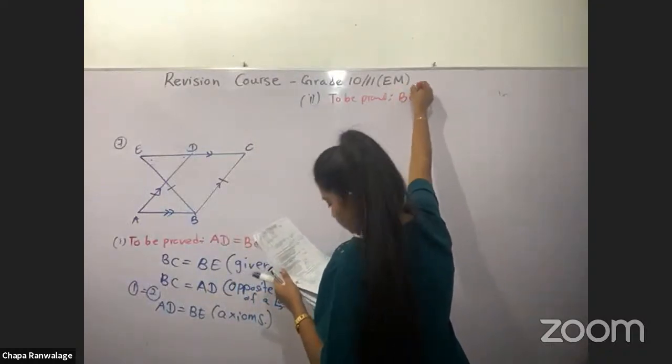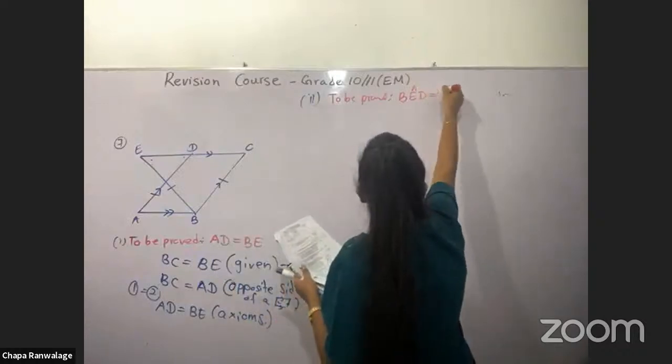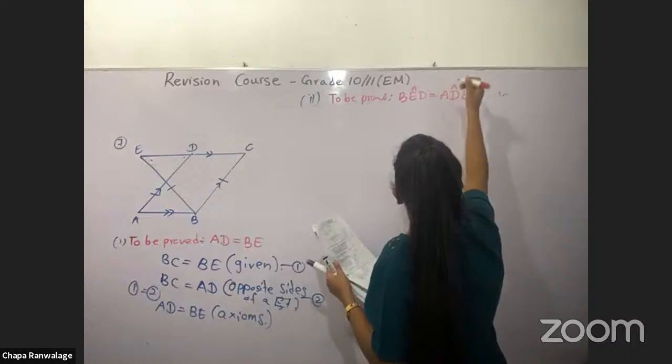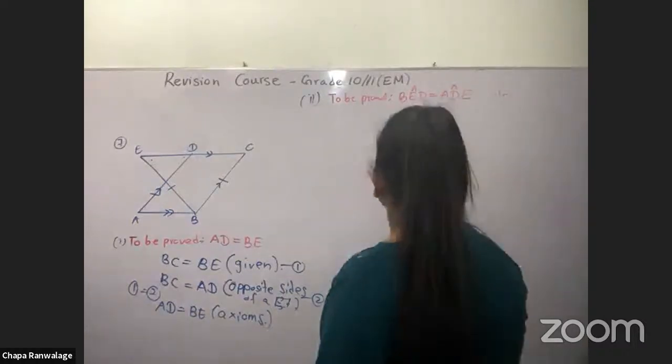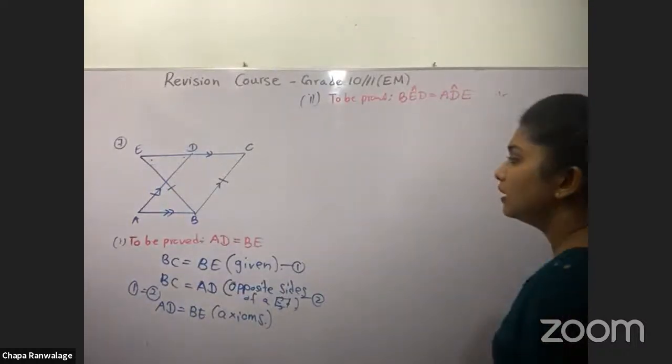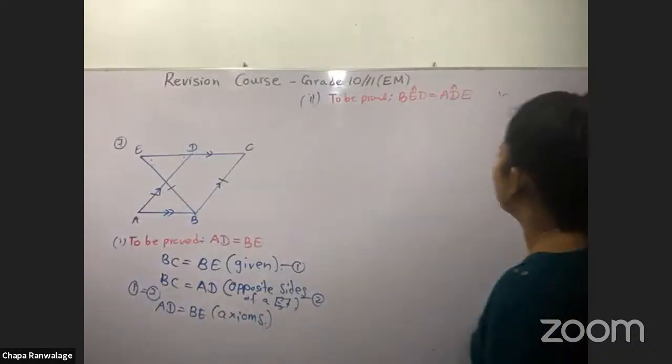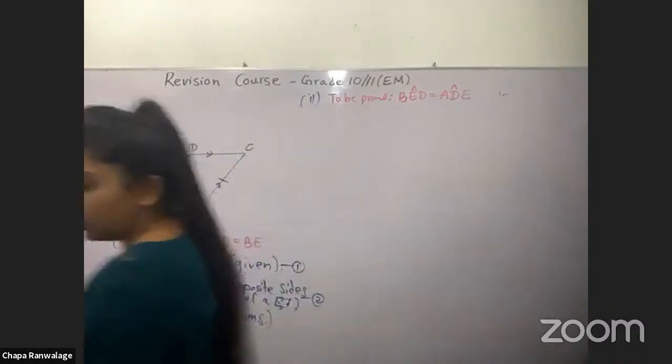Second one. BED is equal to ABE. BED is equal to ADE. Now, how can we prove it?